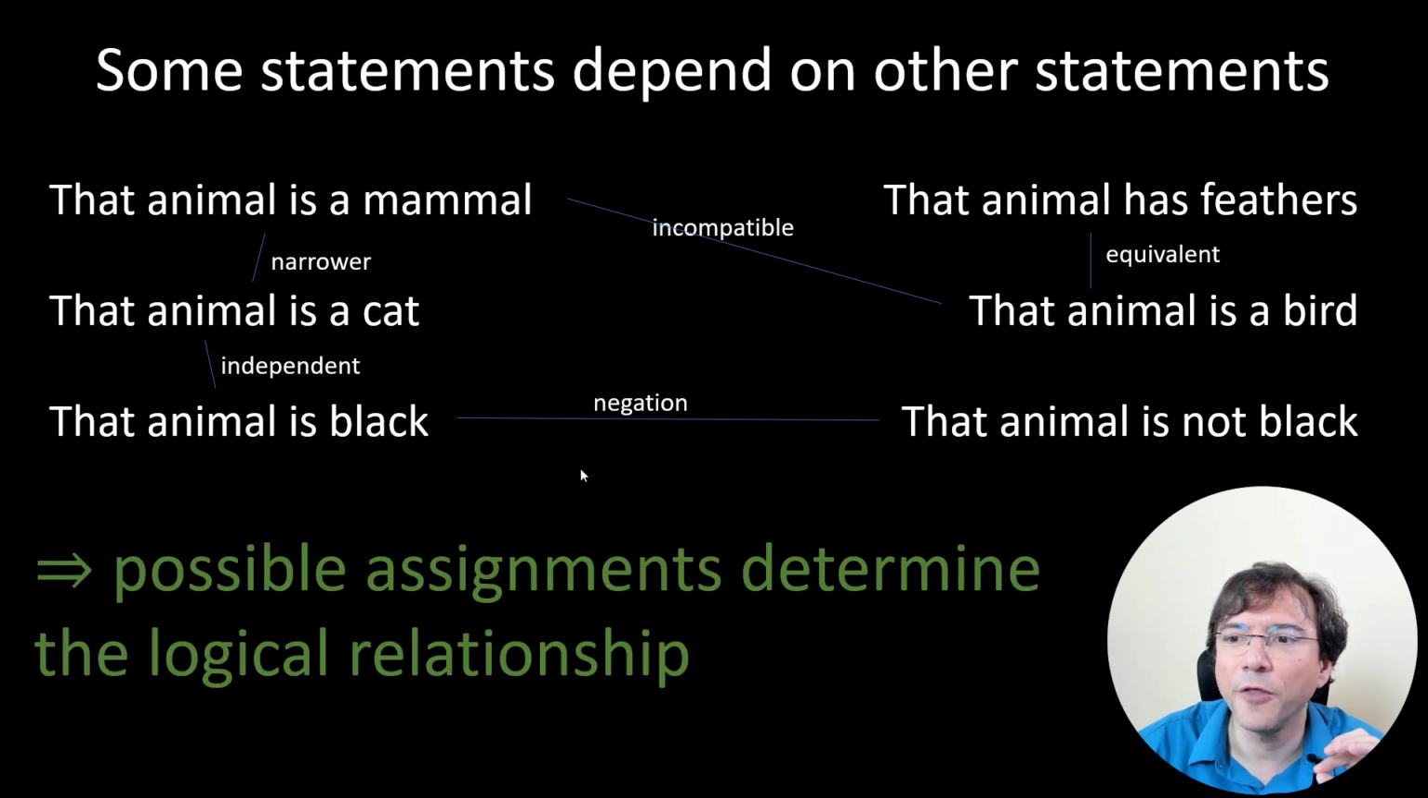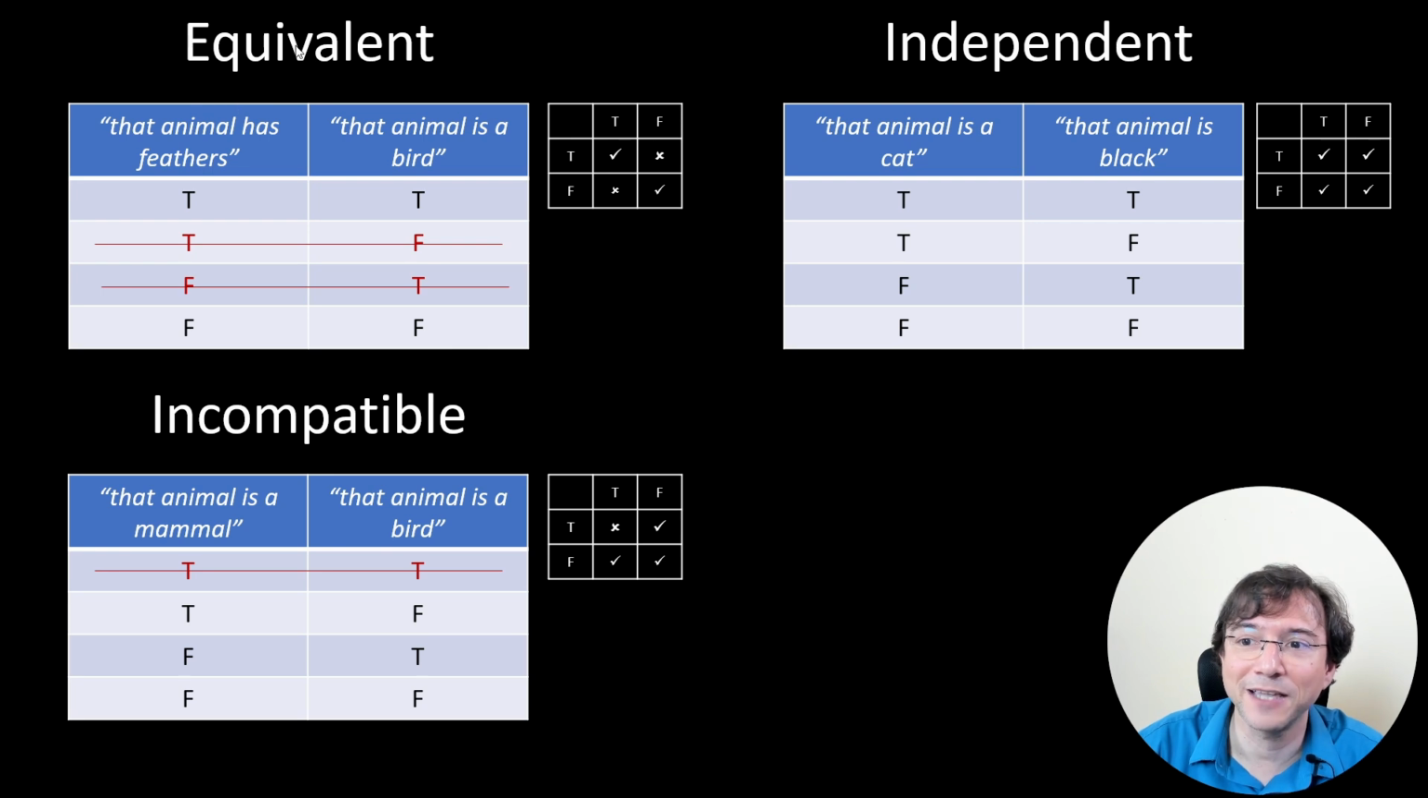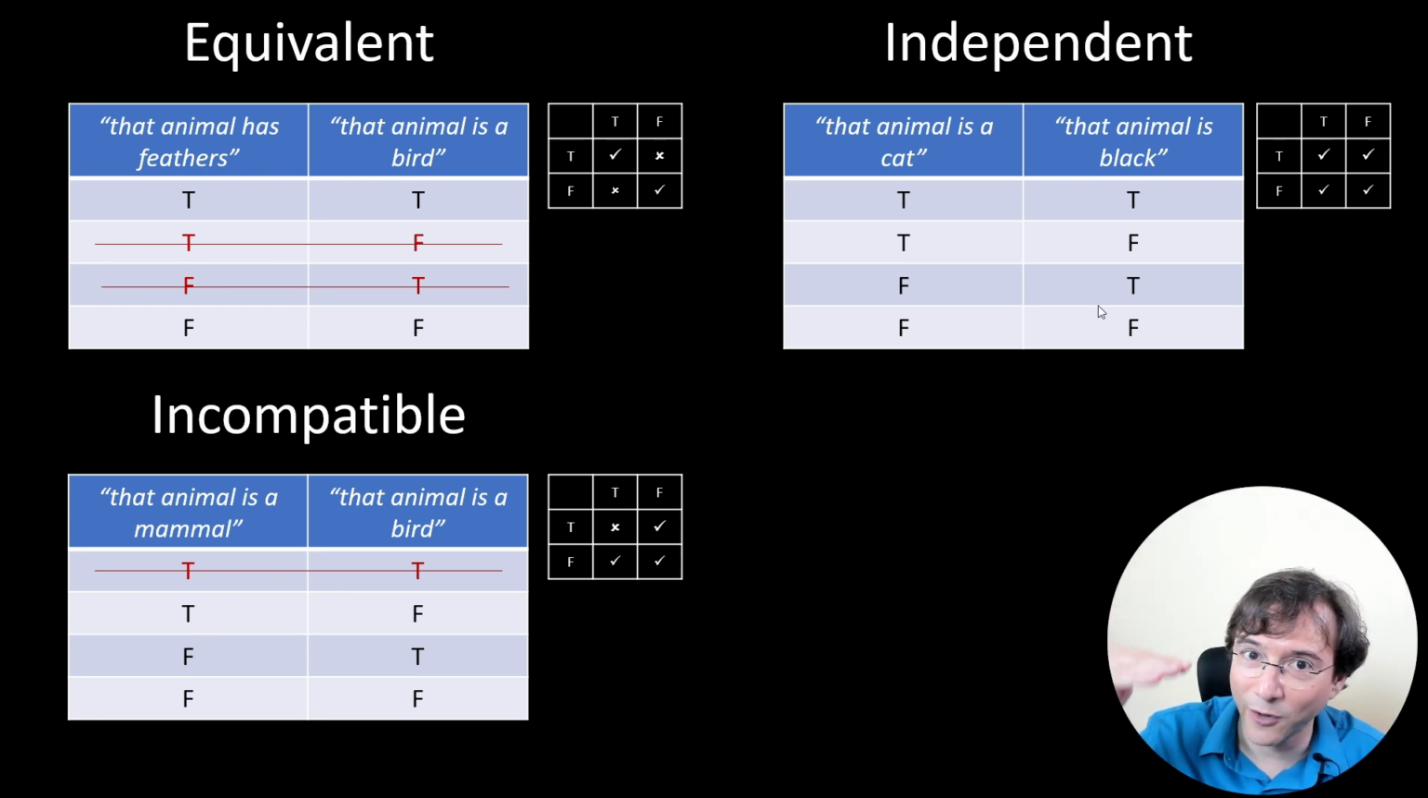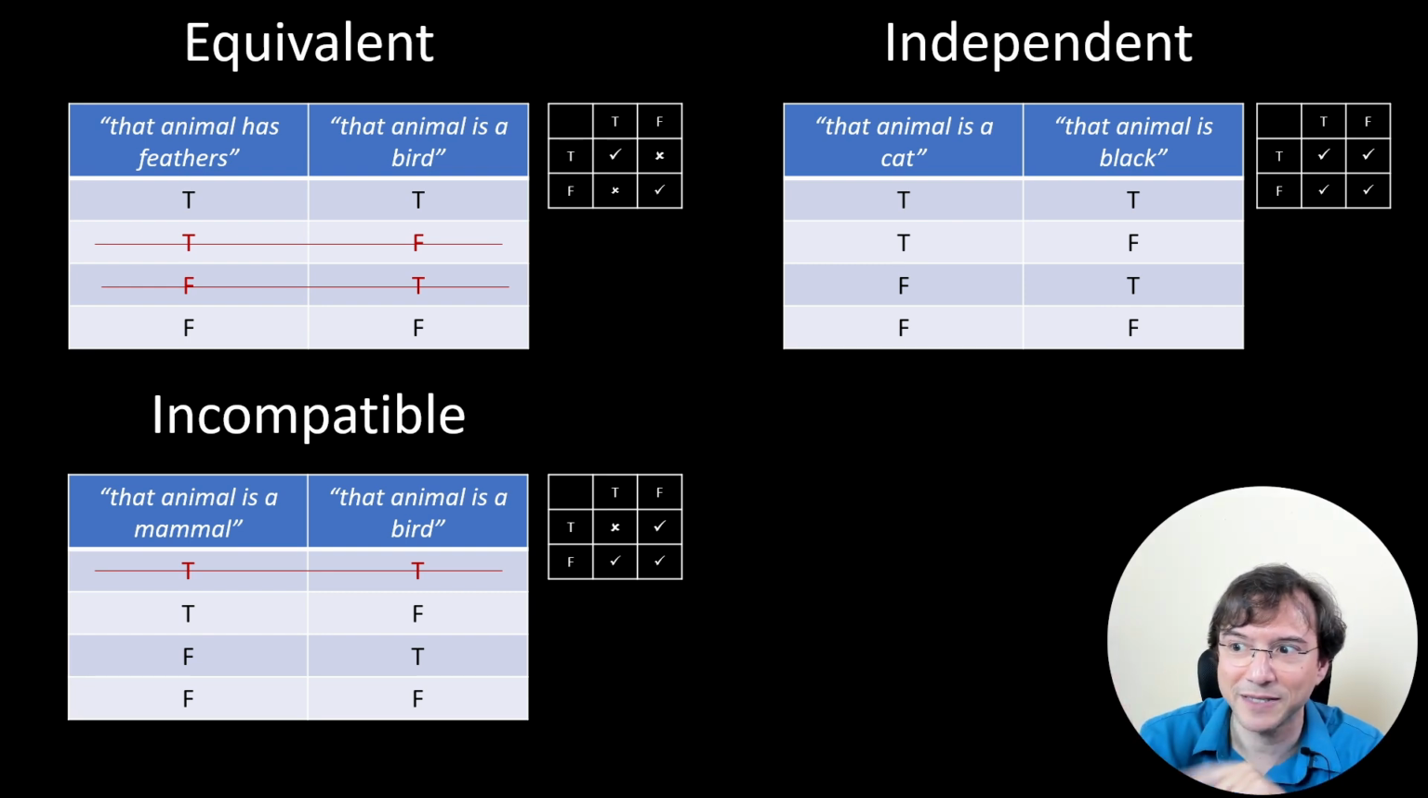And the cool thing is that the possible assignment fully determines this type of relationship. We don't need to put anything else in the formal system. We can just look at the possible assignment and define the relationship. For example, the fact that these two statements are equivalent means that they can be both true at the same time, or false at the same time, but they can't differ. So if you look at all the possible combinations, we only have these two. Or the fact that they are independent means that we can have all the possible combinations. If we look at all the possible assignments, we are going to have some assignment in which any of these four things can happen.